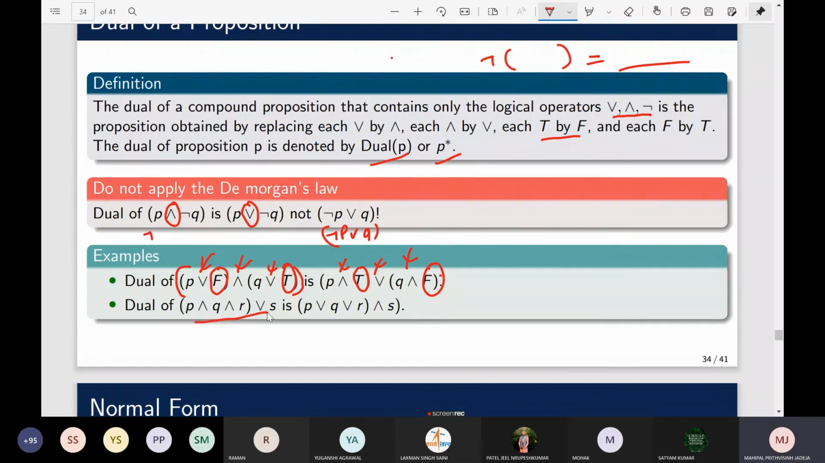Similarly, if we consider this, then here we need to replace these two conjunctions with two disjunctions like this, and this disjunction with conjunction, right? So just you need to remember this particular thing, right? These two seem similar, but they are not.